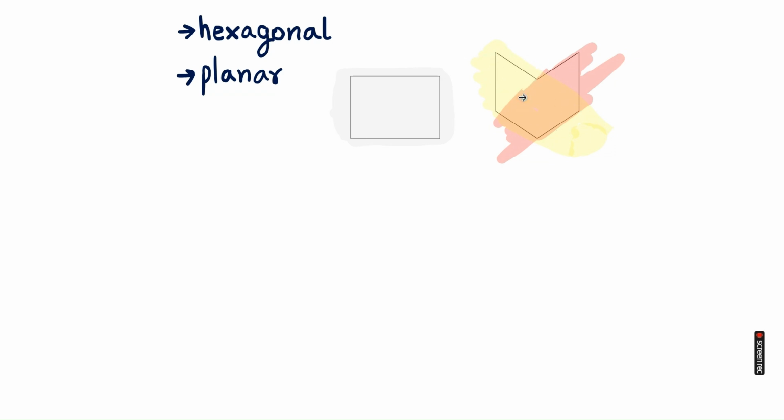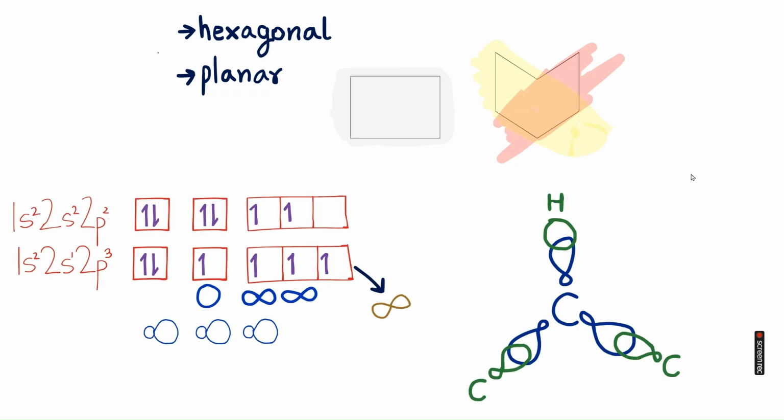Similarly, benzene is a structure where if you join all the carbon atoms by imaginary lines, they would all be on the same plane. Why is benzene planar? Benzene is planar because each carbon forms 3 sigma bonds. Now, why does it form 3 sigma bonds? Because this is its ground state, 1s2, 2s2, 2p2. This here is its excited state, into which it goes before forming bonds, 1s2, 2s1, 2p3.